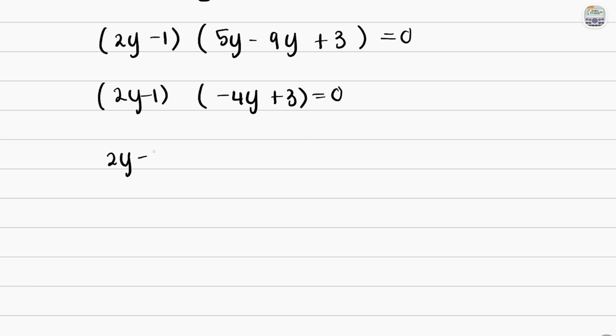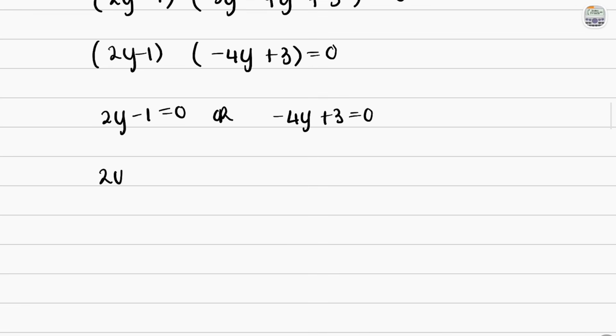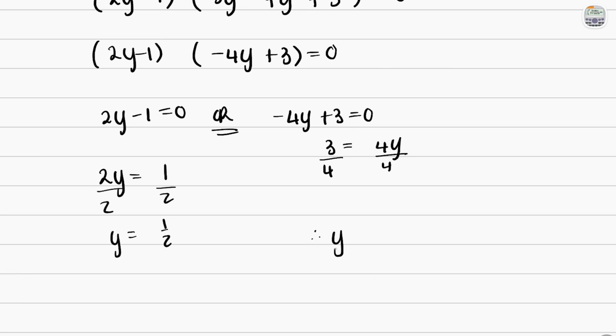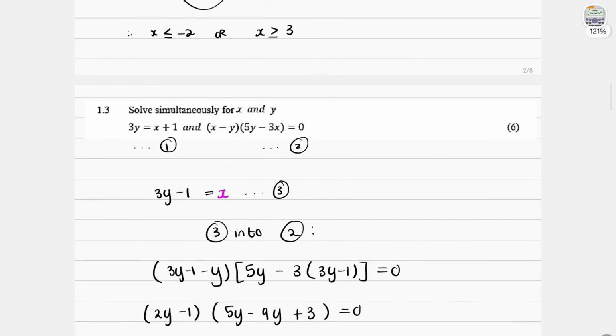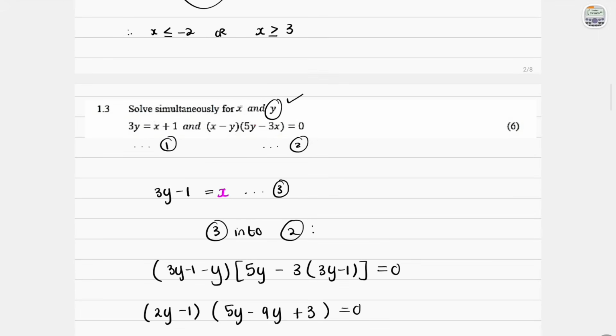One hand side is already equal to 0, so you can start solving for y. So 2y minus 1 equals 0, or negative 4y plus 3 equals 0, and then 2y equals, we can transpose 1, divide both hand sides by 2, y equals 1 over 2. Or here we can just transpose that, it's fine. So this is 3 equals positive 4y, and if you divide both hand sides by 4, then that just means that y is equal to 3 over 4.